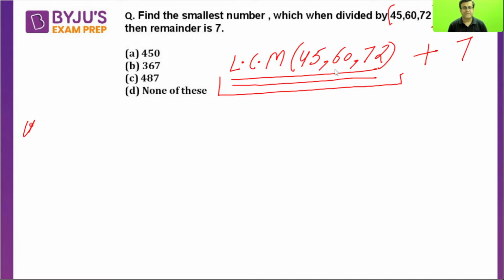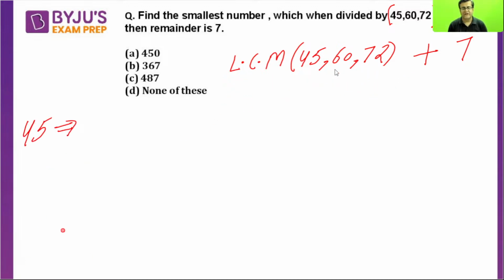Okay. Now factorize 45. Do you understand what I'm saying? The LCM of all the numbers 45, 60 and 72, plus the remainder added. 45 can be written as 9 into 5: 3 to power 2, 5 to power 1. 60 is 6 into 10. 6 is 2 into 3, 10 is 2 into 5. So 2 to power 2, 3 to power 1, 5 to power 1.